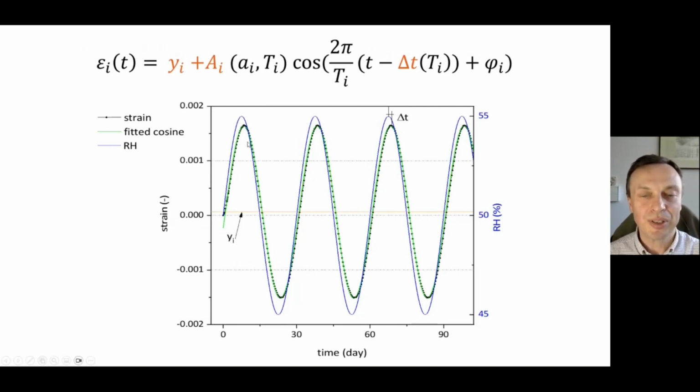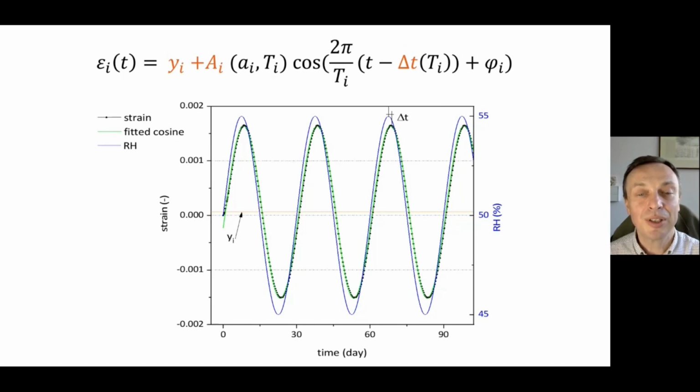The blue line represents the relative humidity variation. The black line represents simulated strains in the object, and the green curve is the cosine function fitted to this obtained variation. In this way we can determine the amplitude of the cosine variation, we can calculate the additional time shift, and also we can determine the change of the zero level of the strain variation.